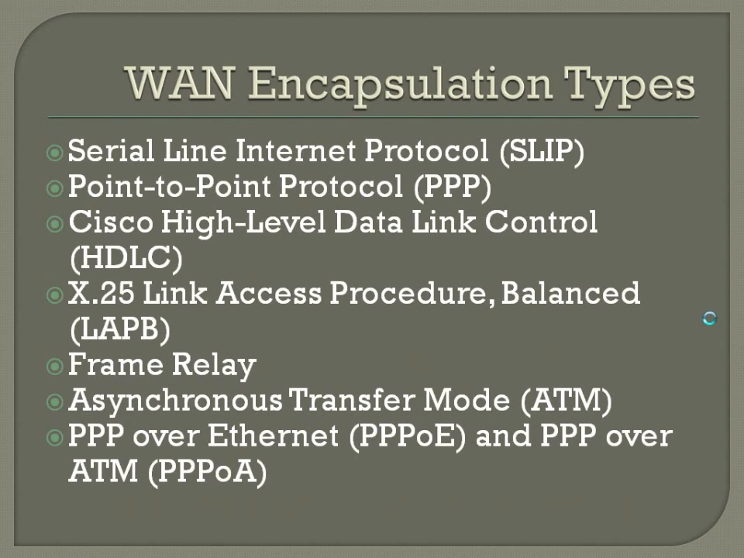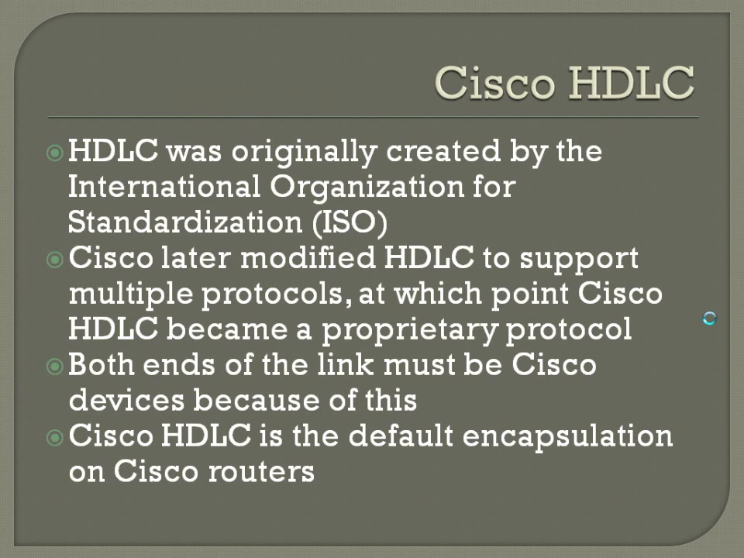So WAN encapsulation types, you've got your serial line internet protocol, SLIP, your point-to-point protocol or PPP, your Cisco high-level data link control or HDLC, X.25 link access procedure balanced or LAPB, frame relay, asynchronous transfer mode or ATM, and PPP over Ethernet, PPPoE, and PPP over ATM, PPPoA.